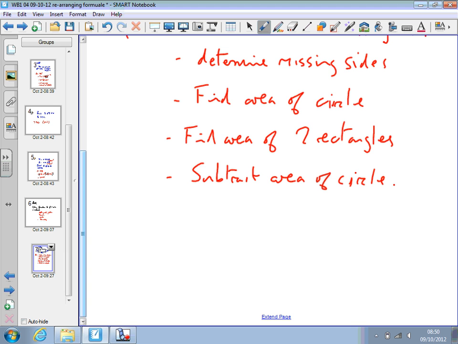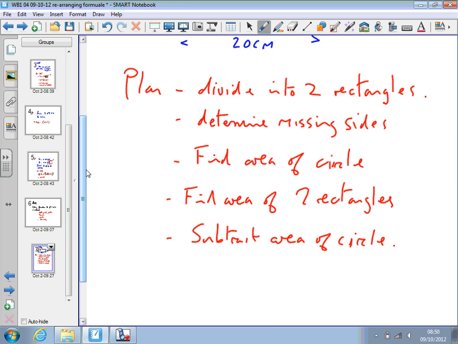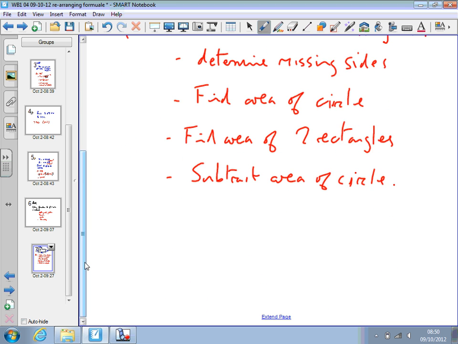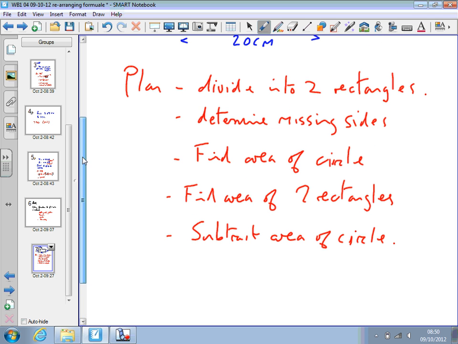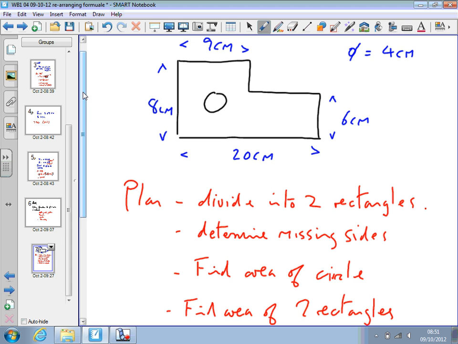That might be an appropriate start to your report, isn't it? Just write out your plan, what you're going to do, so it's clear. Not only clear to someone who's reading it, but you've sussed out in your own mind the steps you're going to take to do this thing. Then what do we do? Follow the plan. Divide into two rectangles. Presumably down here.